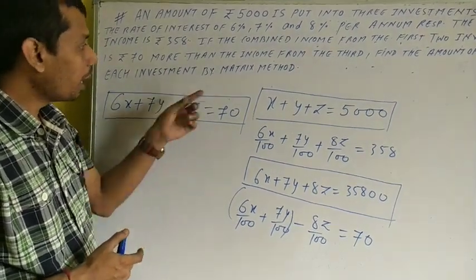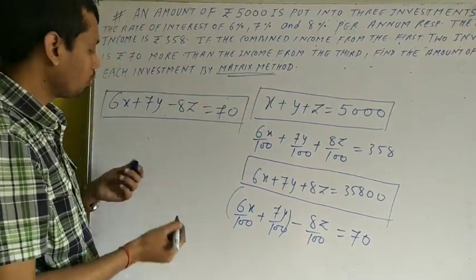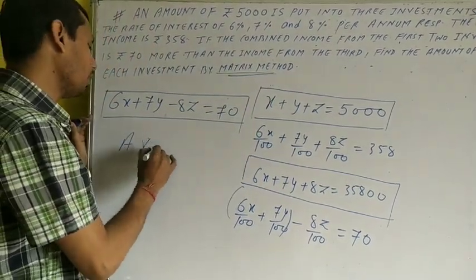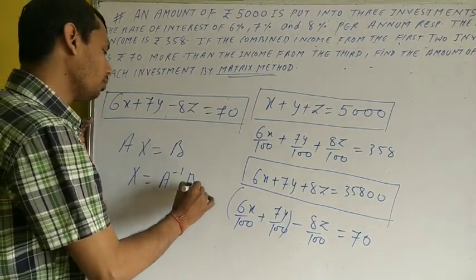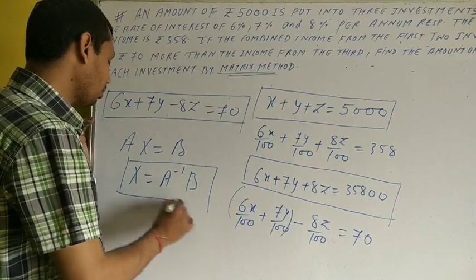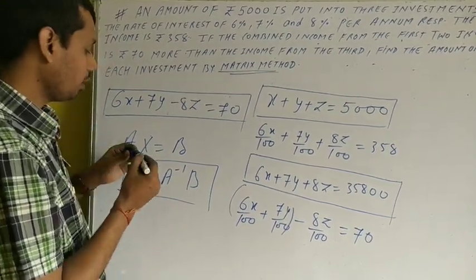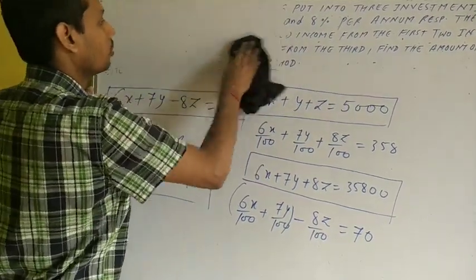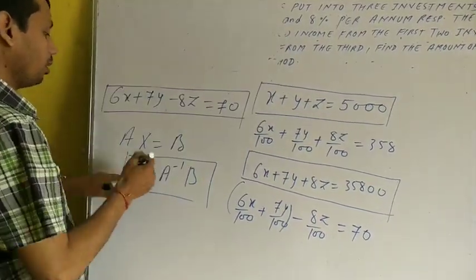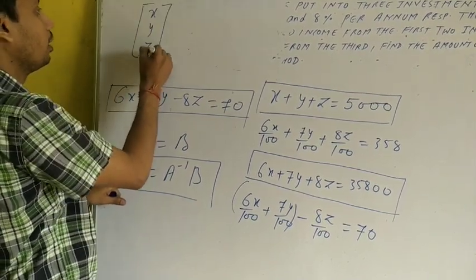By matrix method, applying matrix. So again the system of equations, AX equals B, and X equals A inverse B. X is the variable matrix x, y, z. We'll write x, y and z.